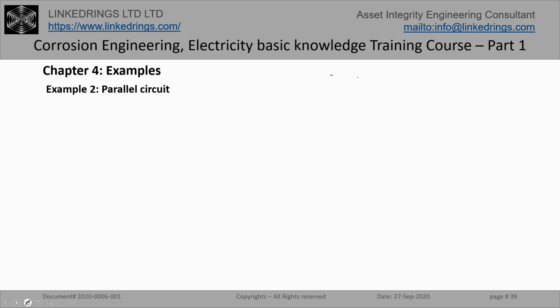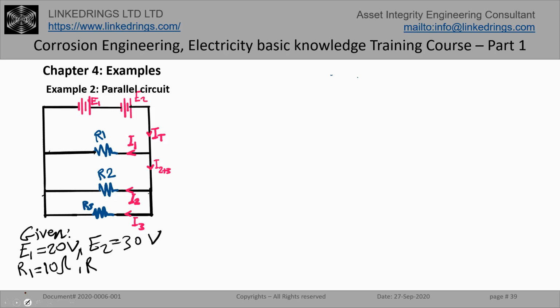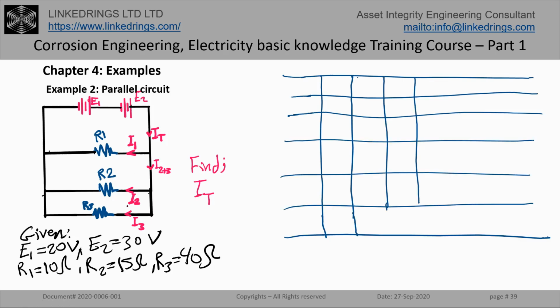So we go to example number 2 for the parallel circuit. Example number 1 was easy, correct? Okay, let's go to example number 2. So these are our circuits: 3 resistances in parallel and 2 electrical sources with voltages E1 and E2. We were given the values for E1 and E2 and the values of the resistances, and we were requested to find the current I total. We will also find I1, I2 and I3.